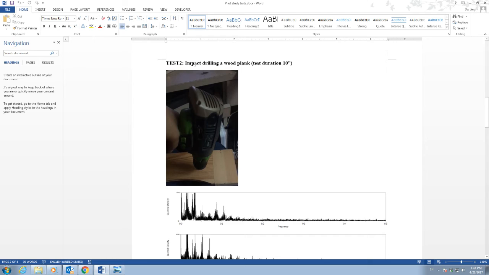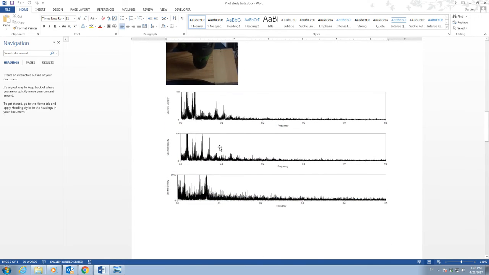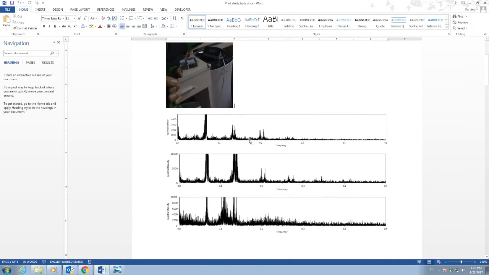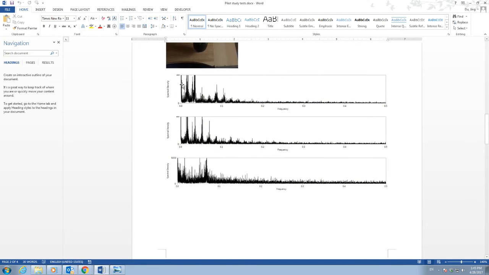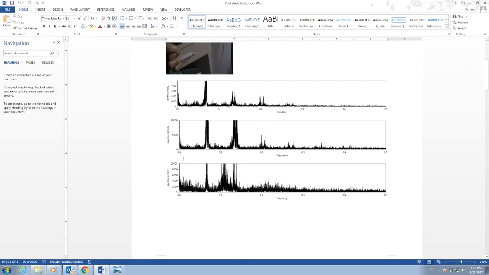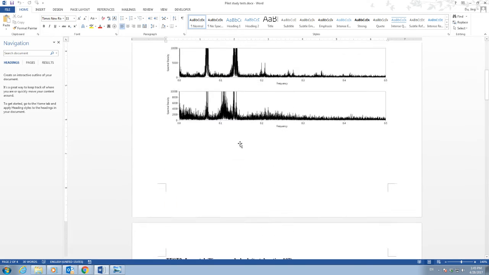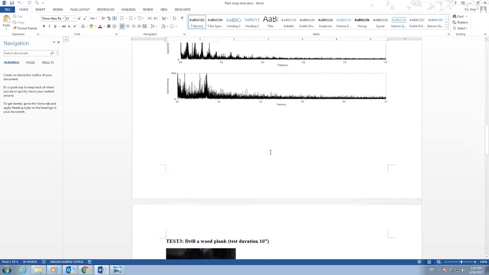And this is test 2, the impact drilling a wood plank. And as you can tell, the XYZ pattern looks very different from the first test. But again, if you only compare the first 100 hertz, it can be difficult to classify the two activities, because most of the information comes, especially here, at about 1K hertz after 500 hertz, and like here, 500 hertz to maybe 3K hertz.